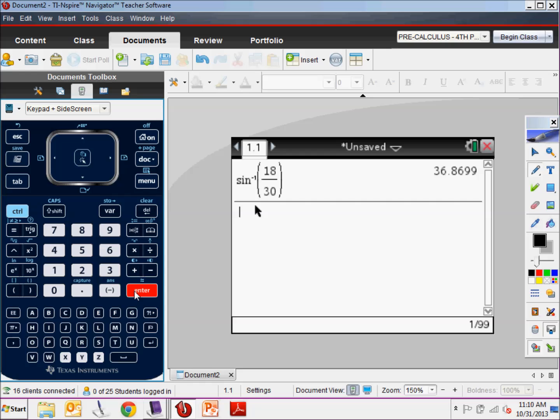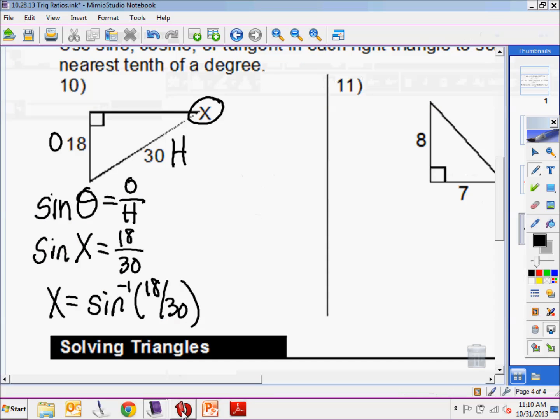What did it tell me to round to on the paper? Nearest tenth. 36.9, because the 6 rounds the 8 up. So 36.9 degrees.